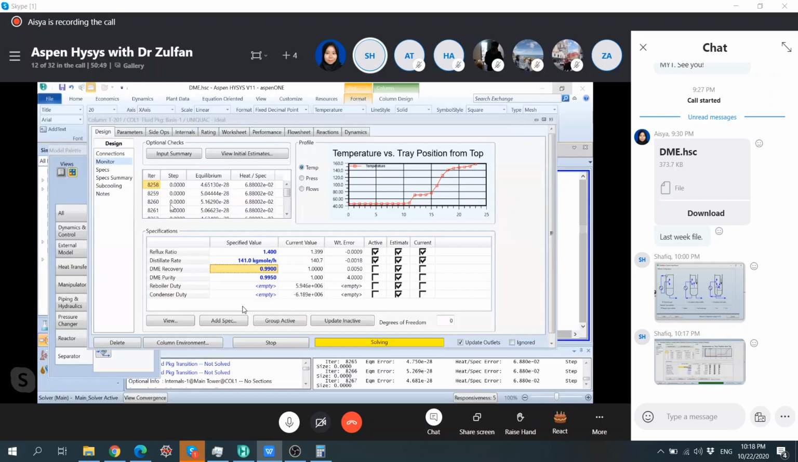And then you can see, you can then vary. For example, like what we did last time, you vary the reflux ratio and then see how much the results change, or you vary the distillate rate as well, or you vary both. So it's not converged. So put it back to 140.